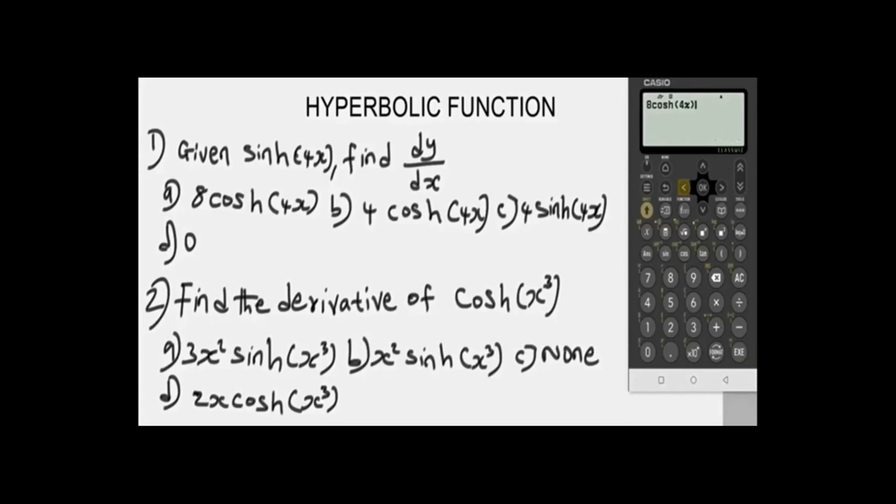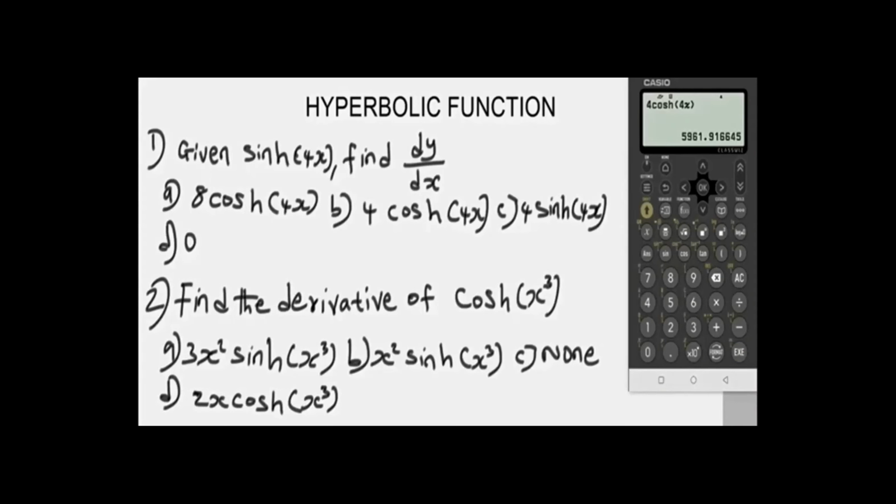So let's go back and check option B. The difference is, let's remove this 8 and put 4. So that's it for option B. Let's press execute now to see the output. Exactly, so the right option in this question is option B. So 4 cosh in bracket 4x. That's the answer to the question. So that's basically how you can solve hyperbolic functions using this Casio calculator for derivative aspects.